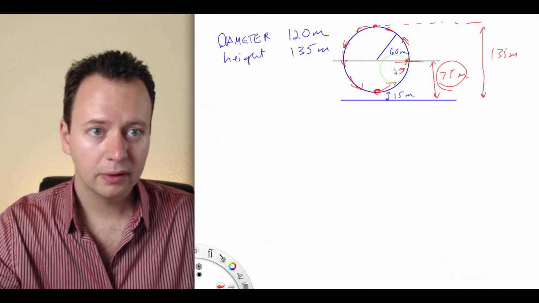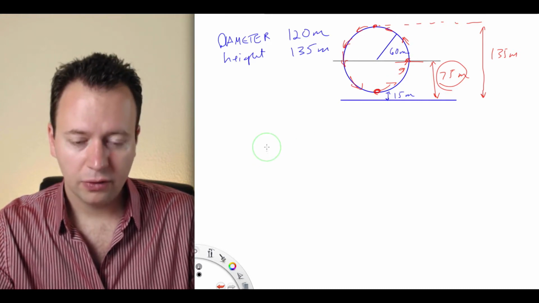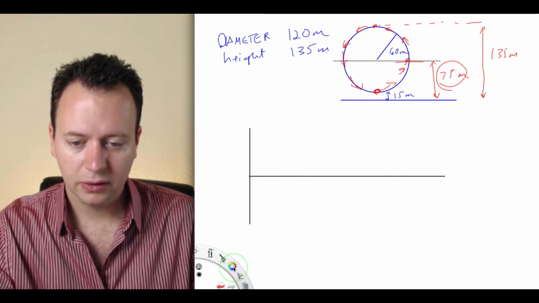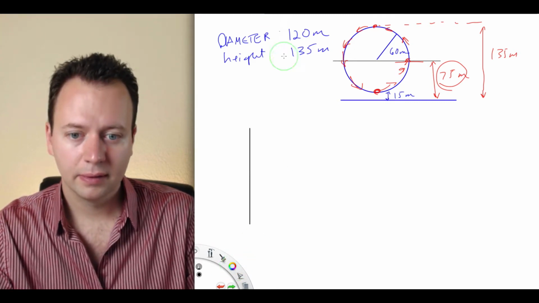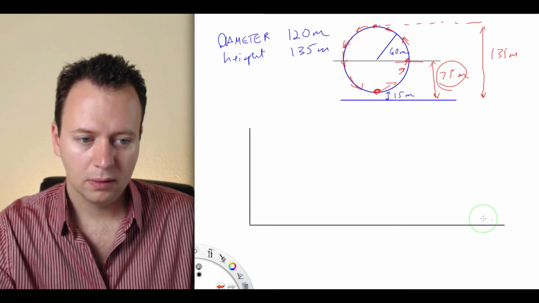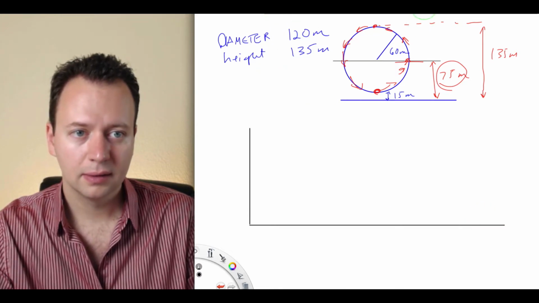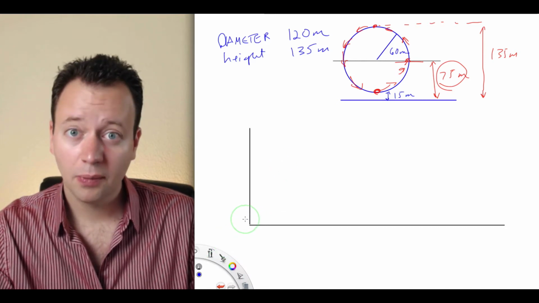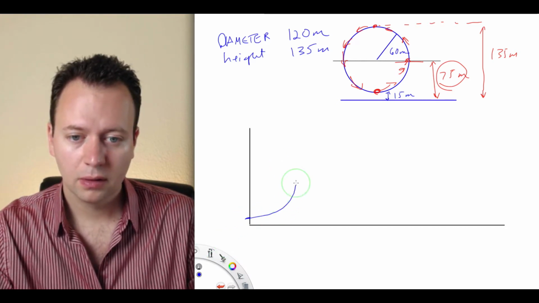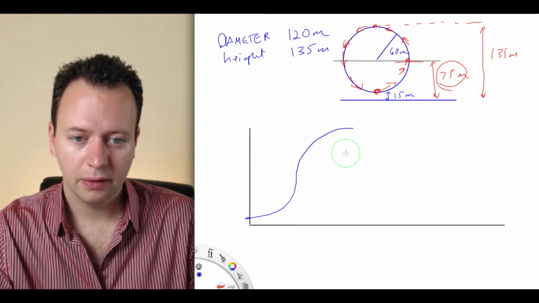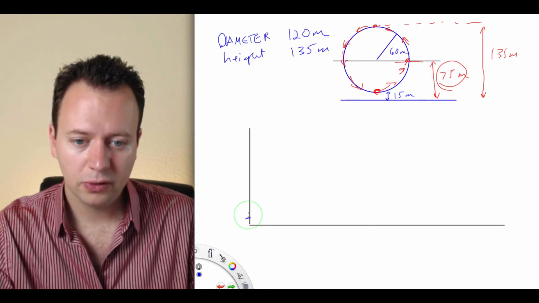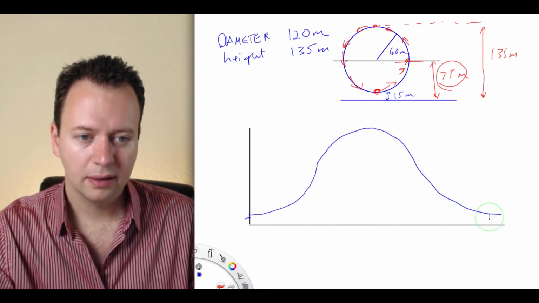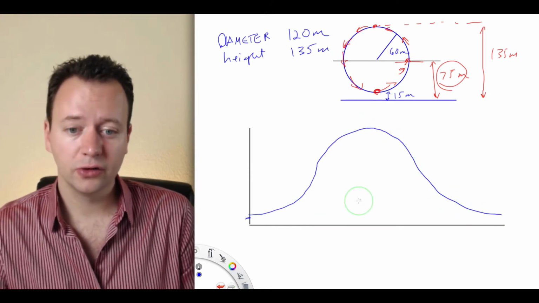If we think about the height as a function of time, it's going to look like this. It starts at the bottom, passes the midline, goes to the top. Actually, let me make that a little smoother. And then comes back down. So this is the height of a passenger as a function of time.